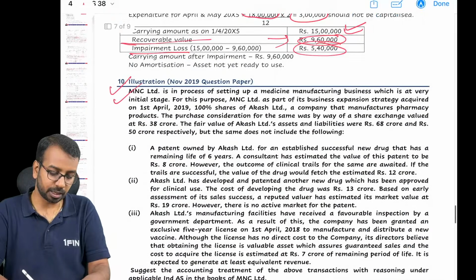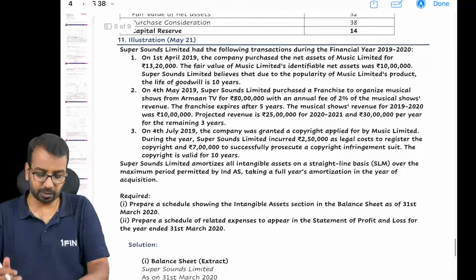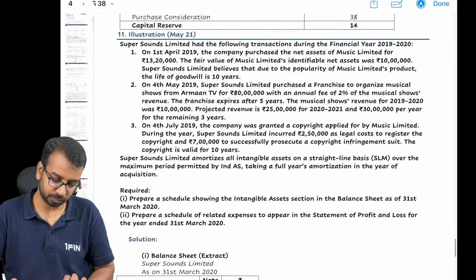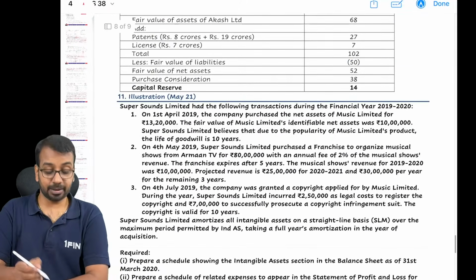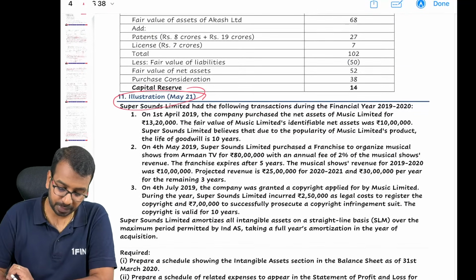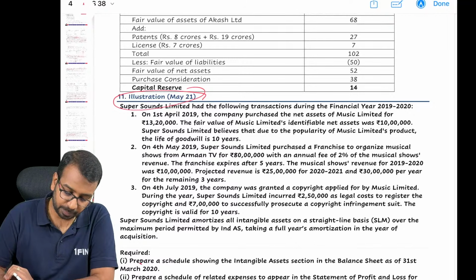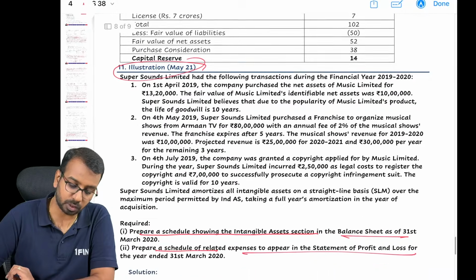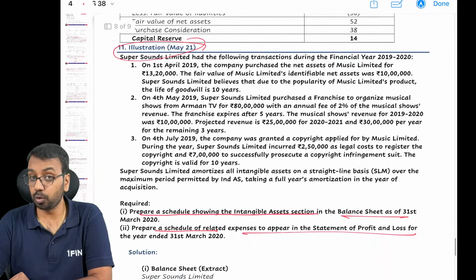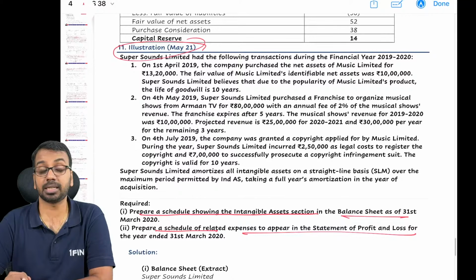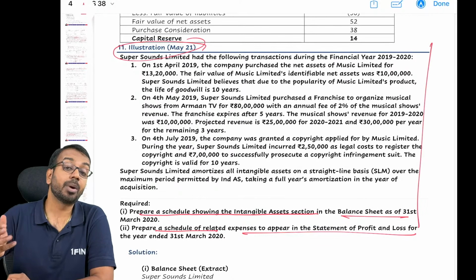This again, you can practice on your own. Concepts I have already discussed, same thing that has happened. Sometimes you get questions where they say, prepare a schedule showing the intangible asset section, prepare a schedule of related expense. Now, this is where, if you do not practice enough, it will be difficult in the examination. You will know the numbers, but how to present?